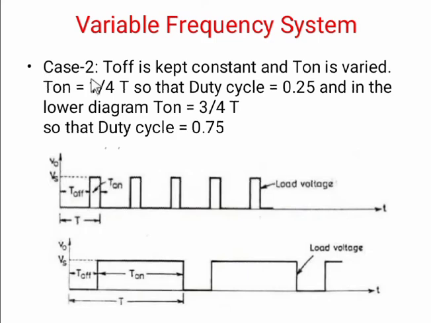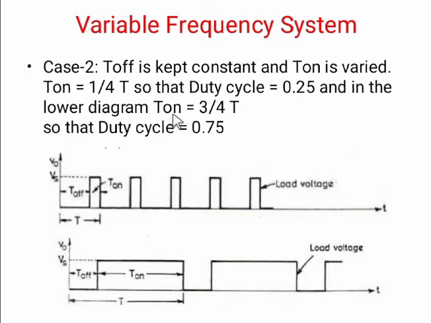Now the second case, T off is kept constant. That means in both cases we have to maintain T off constant. By changing the T on time we can change the frequency. First consider the T on time as the 1/4 portion of the total time, and the remaining portion is the T off time. By the equation, the duty cycle is T on by total time, and T on is the 1/4 portion. So here we get a 25% duty cycle.